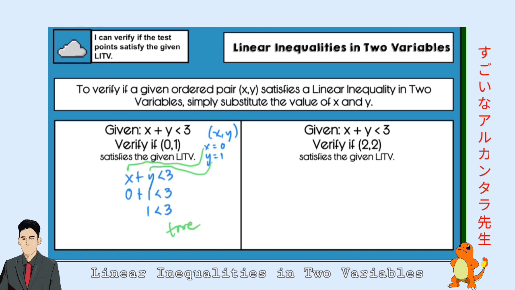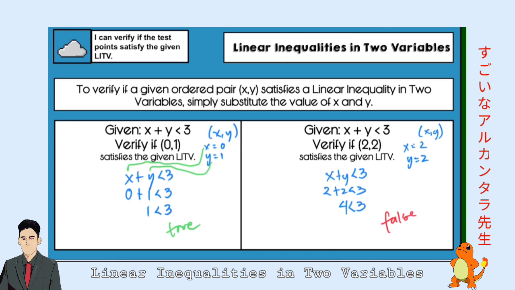But what if we have this given right here? Again, remember an ordered pair is (x, y). This means that our x here is 2, our y here is 2. So doing so, we will have x plus y less than 3. Substitute 2 plus 2 less than 3. We're going to get 4 less than 3. And that is false, because 4 is not less than 3. It is greater than 3. So what I'm trying to say here is, in order to verify, you don't have to make it complicated. You may simply substitute.